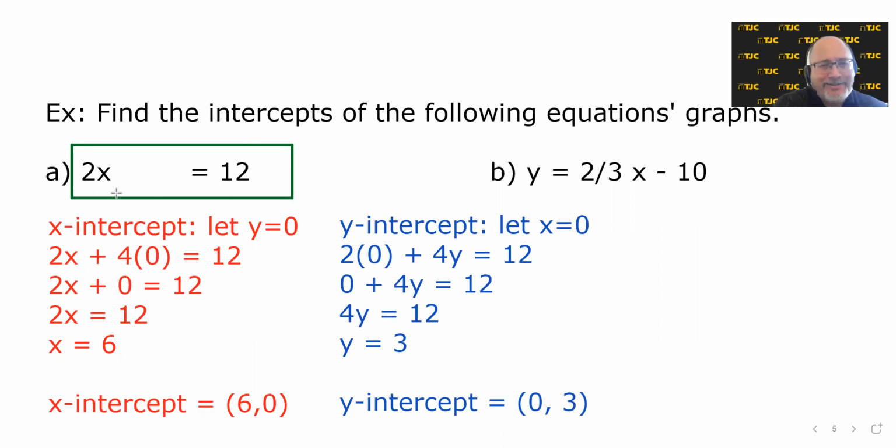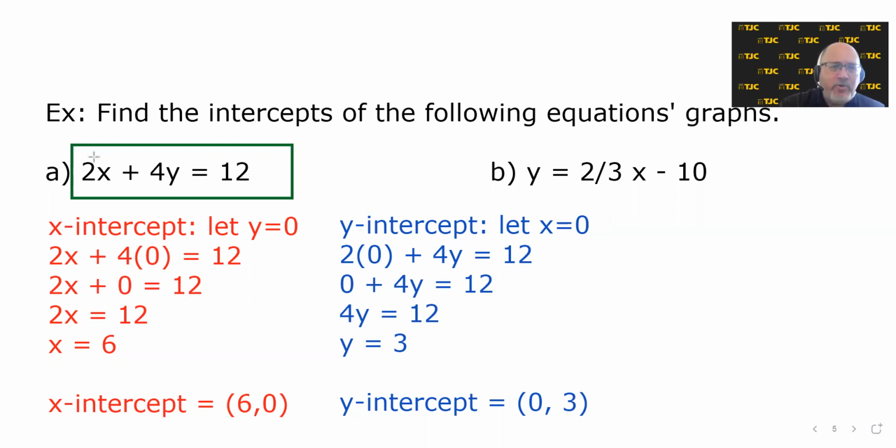I can look at that and say divide both sides by 2, and I'll get x equals 6. So it is possible in this equation to look at it and say for the x-intercept, the y term would disappear, and then I can solve 2x equals 12 to get x equals 6. And just like that, the x-intercept is (6, 0).